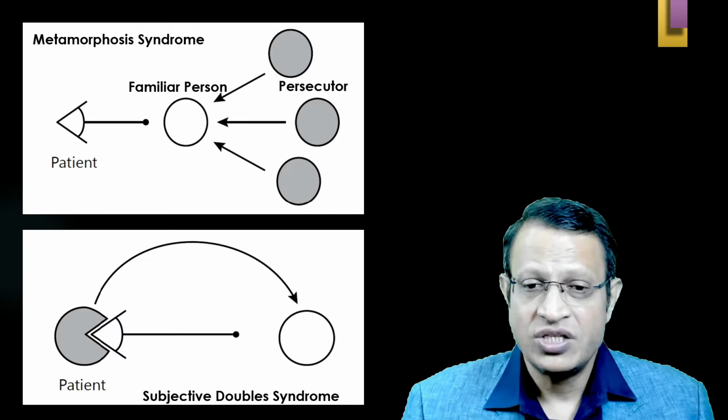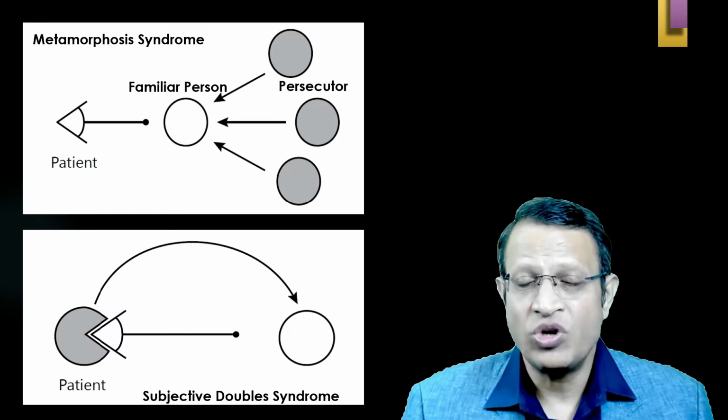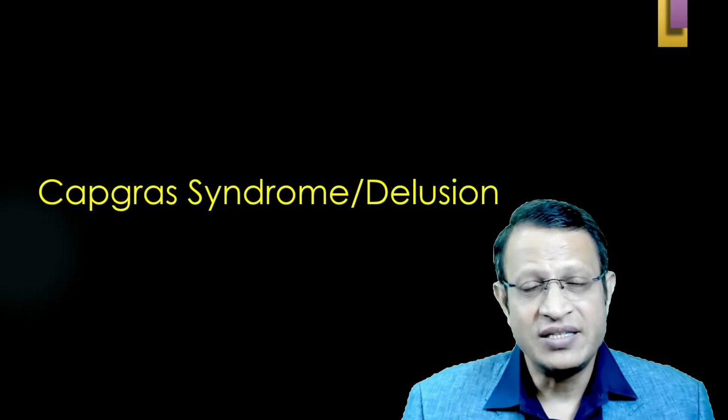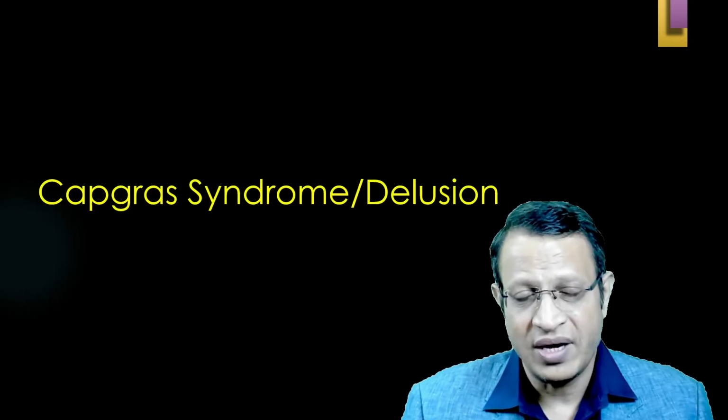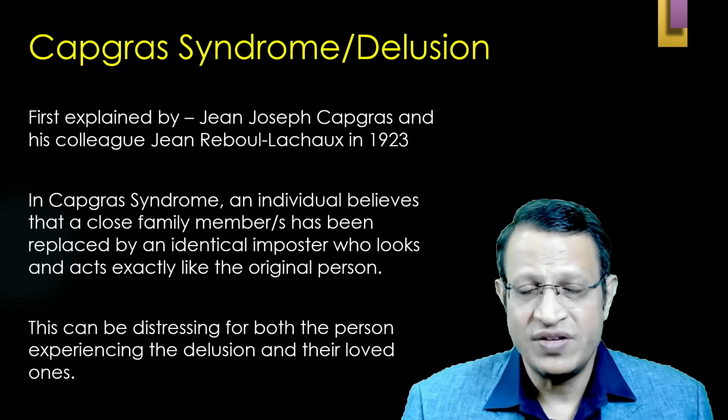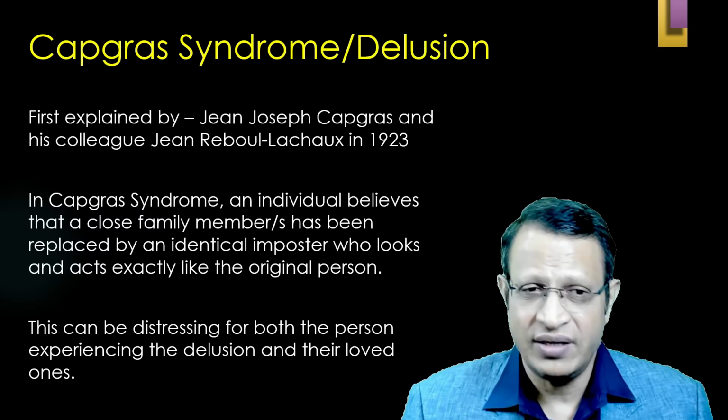The last one, subjective double syndrome. Here the patient sees himself in the mirror and believes that an impostor has taken over him, and he does not believe himself. Let's discuss Capgras syndrome or Capgras delusion. It was first described by Jean-Joseph Capgras and his colleague Jean Reboul-Lachaux in 1923.